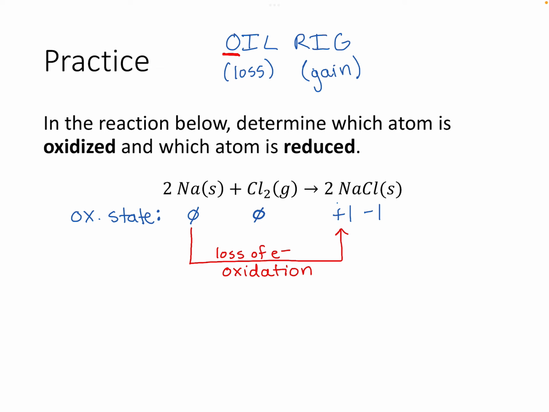And then what about chlorine? So chlorine went from 0 to -1. So did it lose electrons or gain electrons? It gained electrons. And remember, oxidation and reduction go hand in hand. So if you can figure out which atom is oxidized, that means the other atom is automatically reduced. So chlorine gained electrons, so it is reduced.